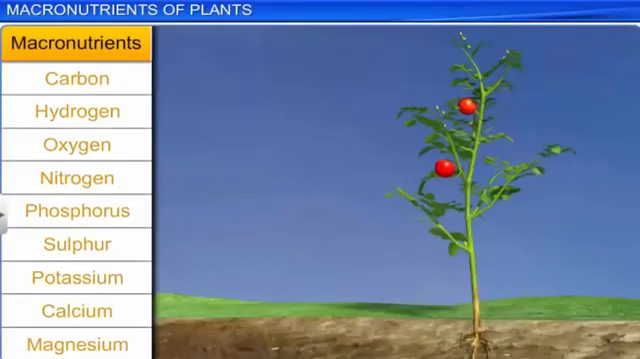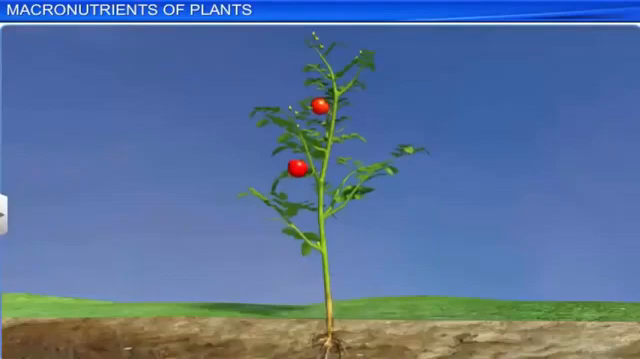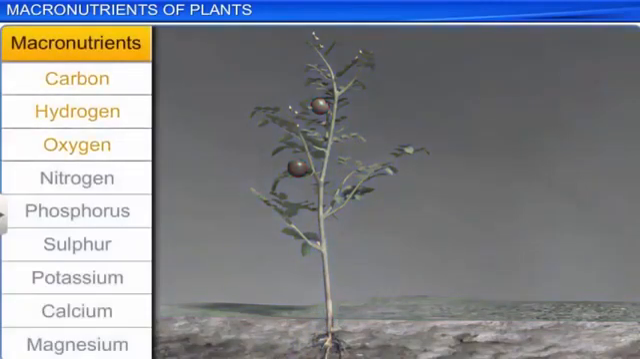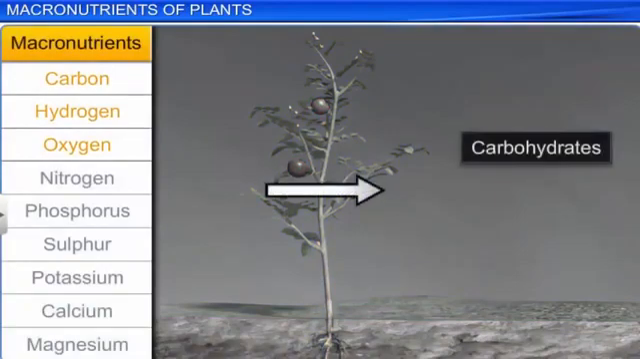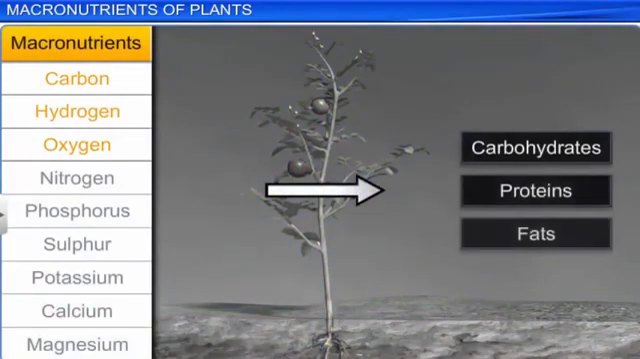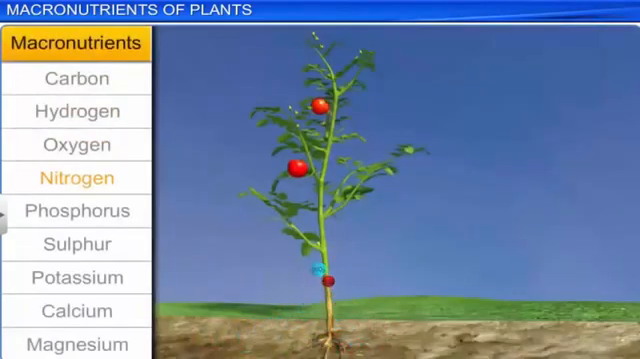Let us take a look at macronutrients and the symptoms of their deficiency in plants. Macronutrients like carbon, hydrogen, and oxygen are derived by plants from water and by gaseous exchange. They become the important constituents of carbohydrates, proteins, and fats. Nitrogen, the other important macronutrient, is obtained from soil either in the form of nitrate, nitrite, or ammonium salts.